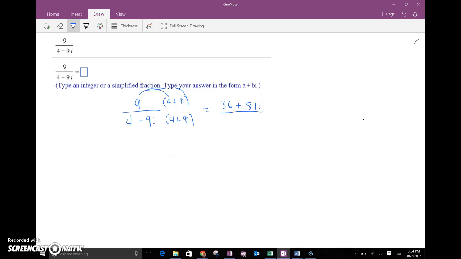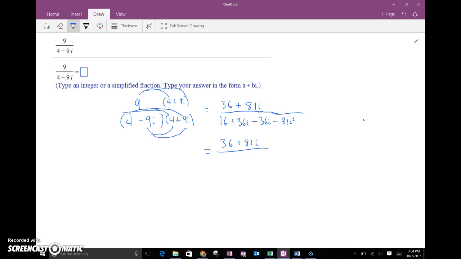And now on the bottom, you see we got a FOIL here, so 4 times 4 is going to be 16. 4 times 9i is a positive 36i. Negative 9i times 4 is negative 36i. And then negative 9i times positive 9i is going to be a negative 81i squared. All right, continuing on, nothing we can do in the numerator, right? So that's going to stay 36 plus 81i.